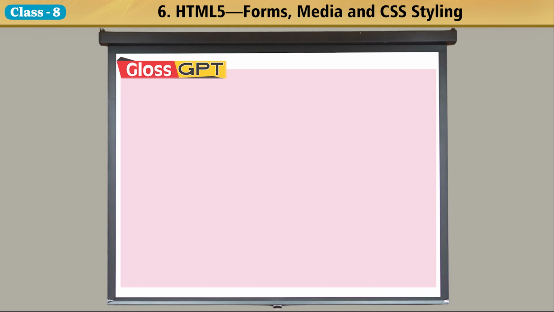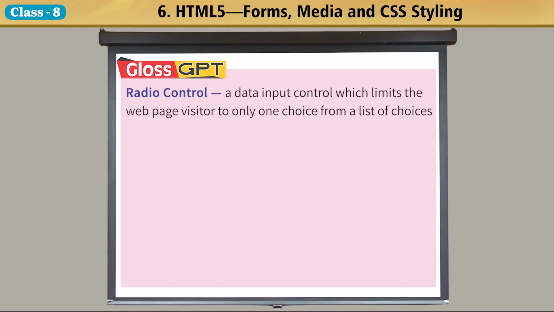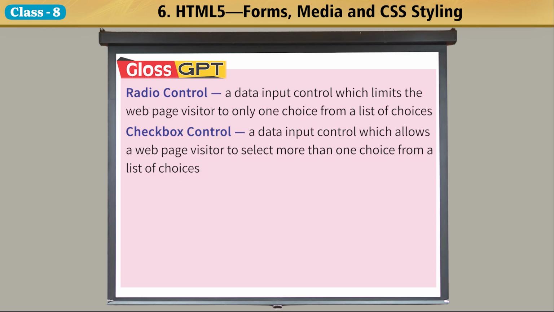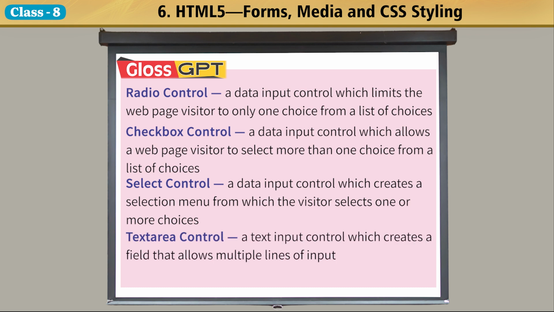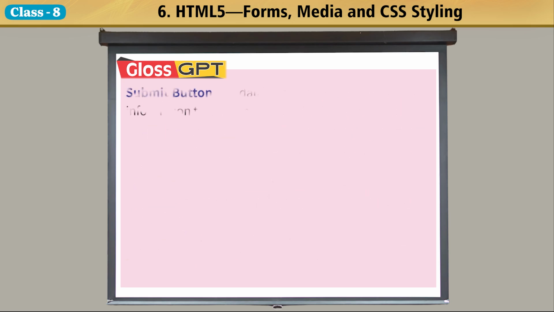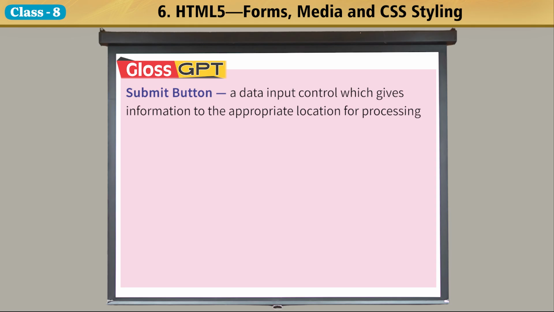Glossary. Radio control, a data input control which limits the web page visitor to only one choice from a list of choices. Checkbox control, a data input control which allows a web page visitor to select more than one choice from a list of choices. Select control, a data input control which creates a selection menu from which the visitor selects one or more choices. Text area control, a text input control which creates a field that allows multiple lines of input. Submit button, a data input control which gives information to the appropriate location for processing.